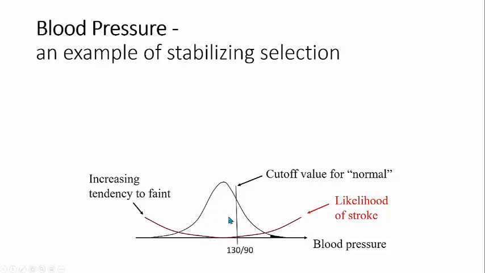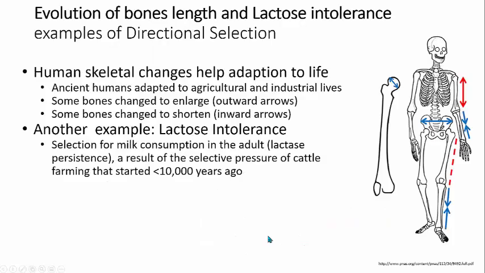An example of directional selection has been the evolution of humans' lactase persistence, which is the ability to continue to consume milk into adult life, as you will recall from Digestive 1.